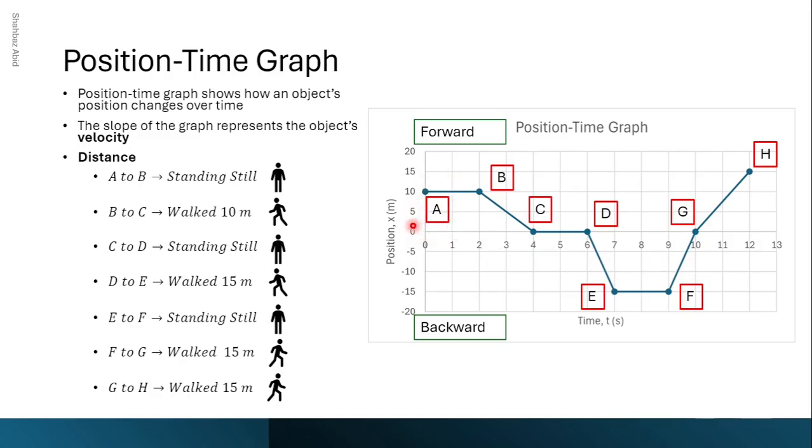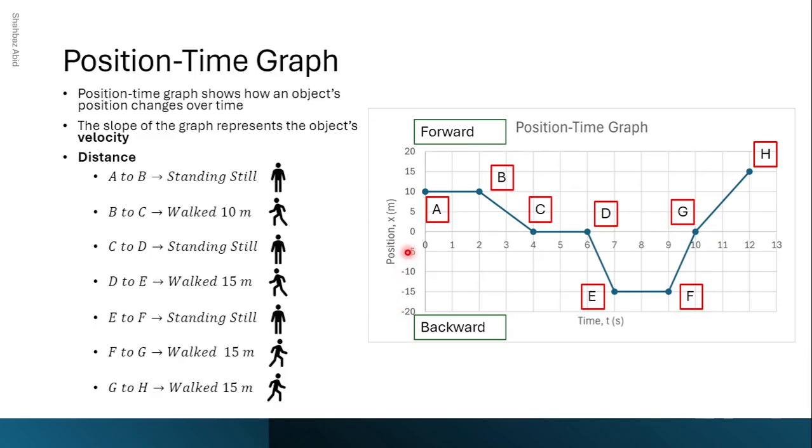When the position is equal to 0, it means I'm at the origin, and if the position is positive, I have moved forward or I have moved towards the right. If I'm going to consider an x-axis, I have moved forward. If the position is negative, it means I have moved in the negative x direction.